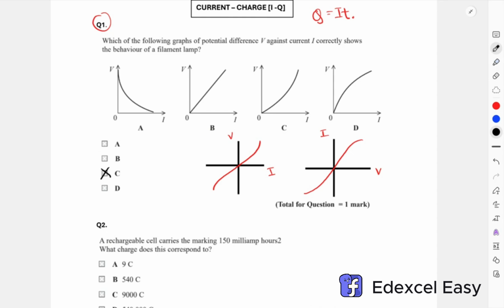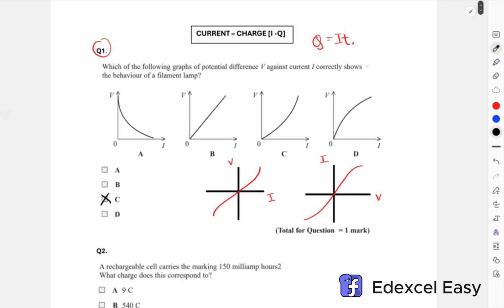Okay, let me just write one thing over here in extra. Initially, current flow is large.